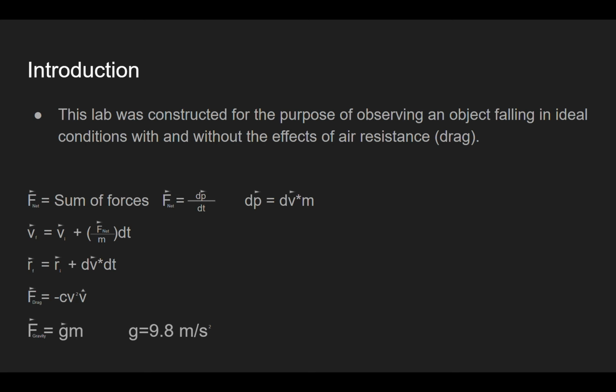It is called this because the magnitude of the force is proportional to the square of the speed, and it is defined as negative c times the magnitude of the velocity squared times v hat, the unit vector of v, where v is velocity and c is some coefficient of drag specific to the falling object. And we also use the force of gravity, where the acceleration due to gravity, of course, is 9.8 meters per second squared.